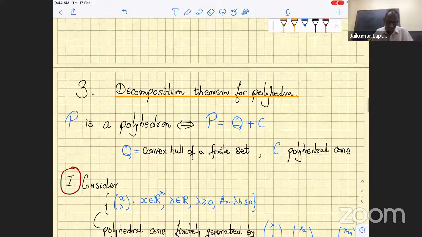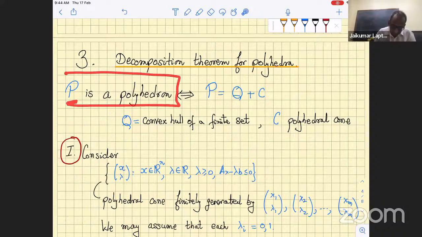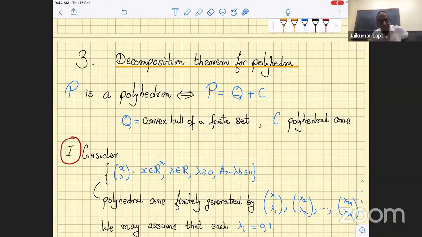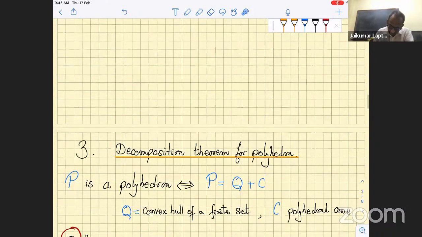So the thing I want to prove now is that if P is a polyhedron, then P can be written as a sum of two objects. Now, some of you may not be conversant with this notion of taking sums of objects. Q is a convex hull of a finite set of points. C is a cone. So both of these are sets of points. This is one set, this is another set. What do we mean by the sum? By the sum, we mean you take a point from here, take a point from here, and add it up. I will soon do an example.